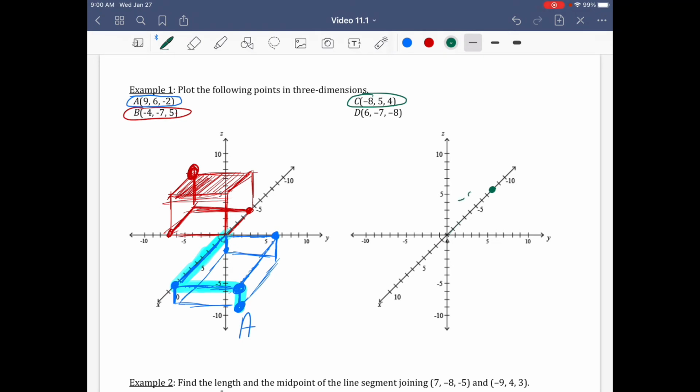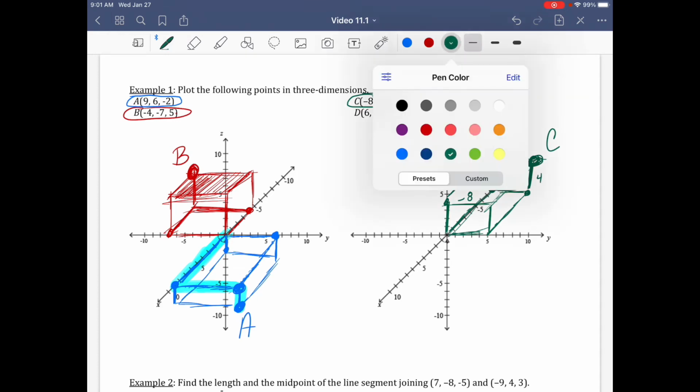There's your -8. There's your 5, +5. Okay, so there would be 8, +5. And now 4 units up. So here would be the 4 units up. So we'll plot that 4 units up like this. And again, it'll be this point right here. There's point C. Forgot to label point B in our picture over here. And there's your 4.